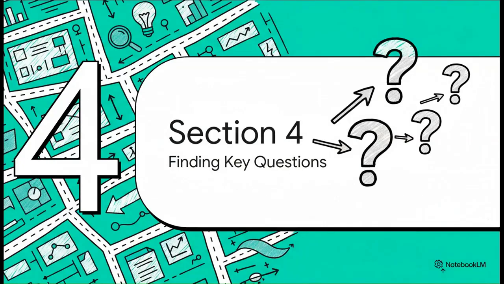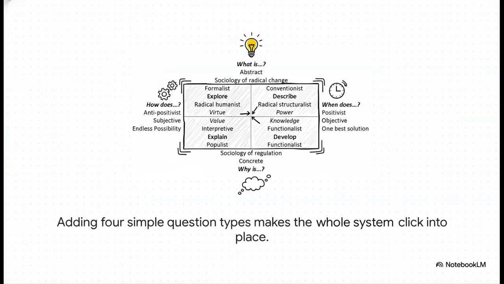Okay, so we've got our map, we've got our 4 territories. Let's see how we turn this whole framework into an actual, practical tool for finding your key questions. And this is the magic moment. It's so elegant. By adding 4 simple question types to the axes of our grid, we've got what is on top, why does on the bottom, how does on the left, and when does on the right. The whole system just clicks into place.